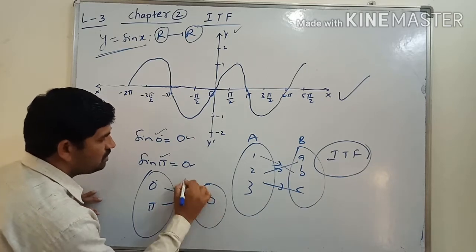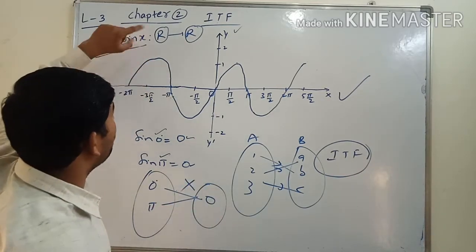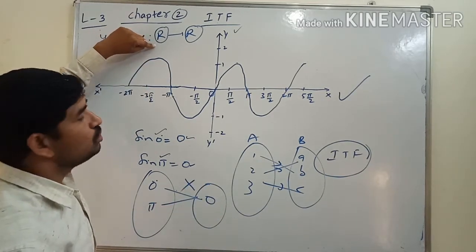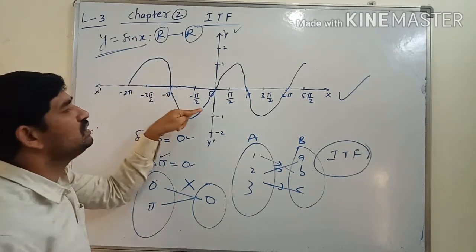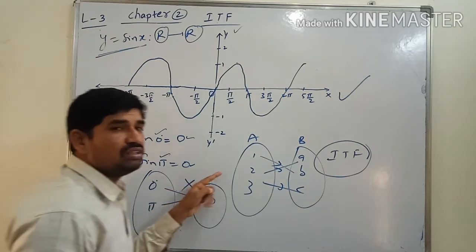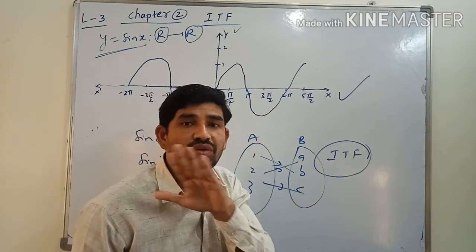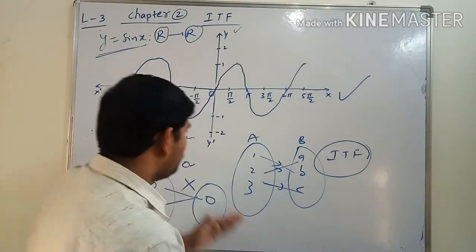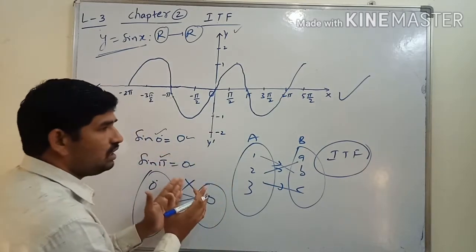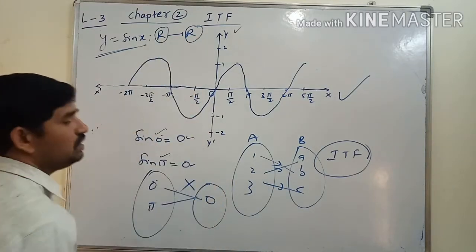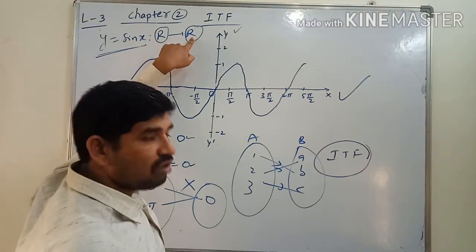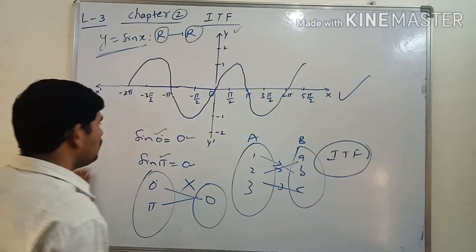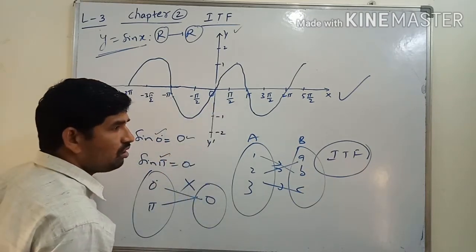So that's why, by taking the domain as R, we are not able to say that this sine function is a one-one function. So I am making a little change in the domain as well as in the codomain. What is the codomain here? The codomain is R. Remember, we will also check whether it is onto or not.